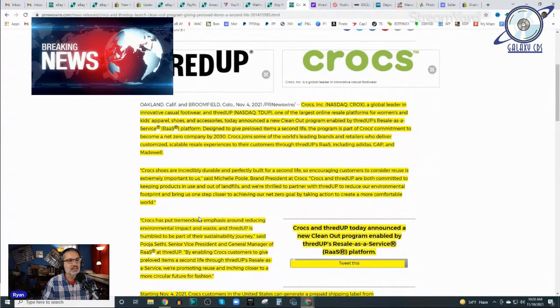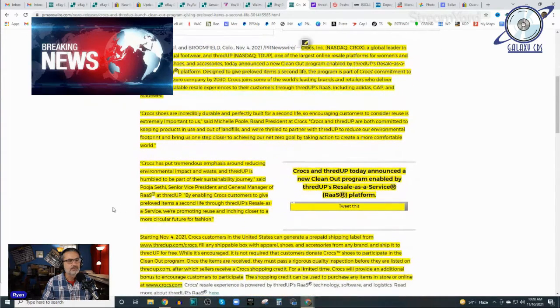Crocs shoes, they say, are incredibly durable and perfectly built for a second life, so encouraging customers to consider reuse is extremely important to us, said Michelle Poole, the brand president at Crocs. Crocs and ThredUp are both committed to keeping products in use and out of landfills, and we're thrilled to partner with ThredUp to reduce our environmental footprint and bring us one step closer to achieving our net zero goal by taking action to create a more comfortable world.